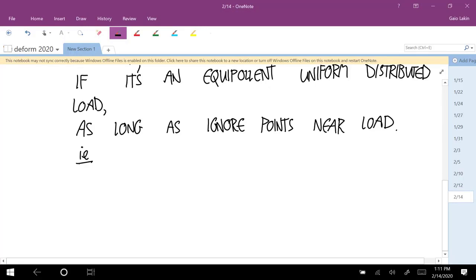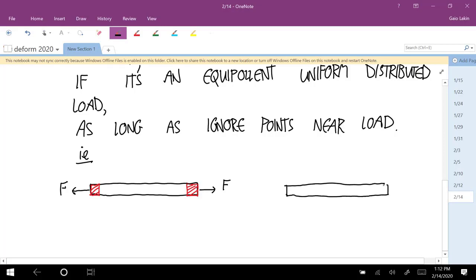In other words, if you have a member like this, and you're applying point forces at the ends, as long as you don't trust your calculations right near where the force is applied, the stresses everywhere else in this beam are going to be the same between these two cases, where that distributed load adds up to F or integrates to F. Okay.